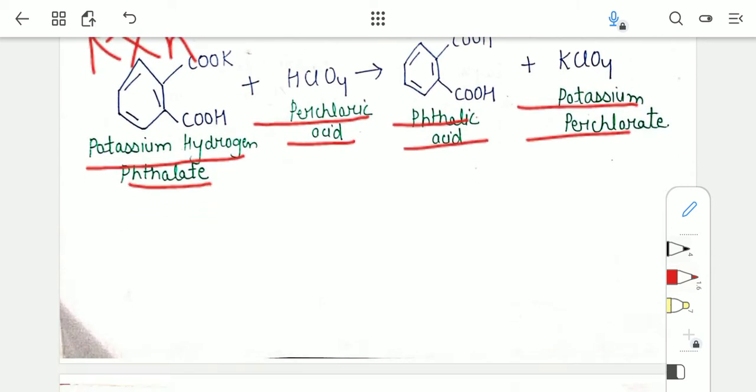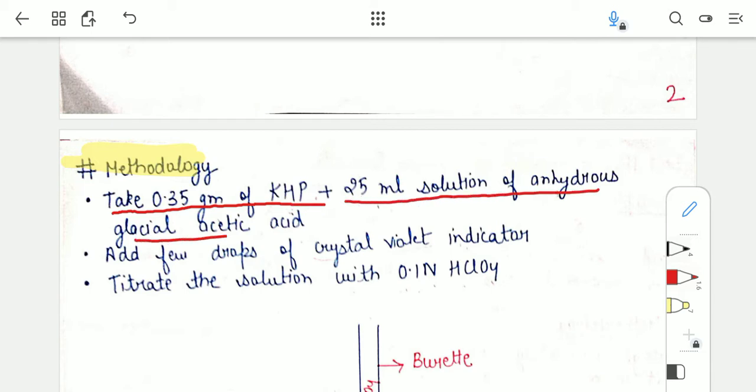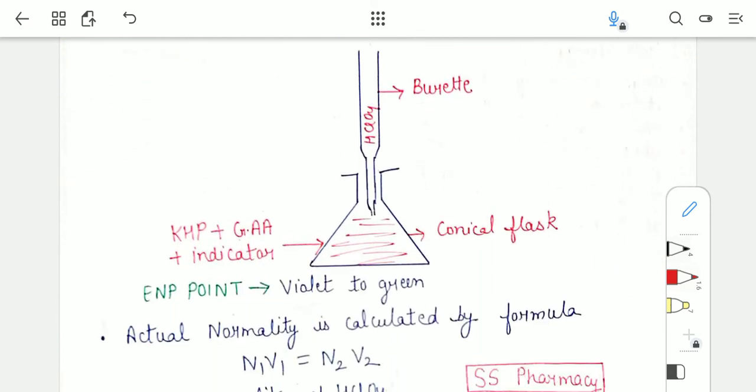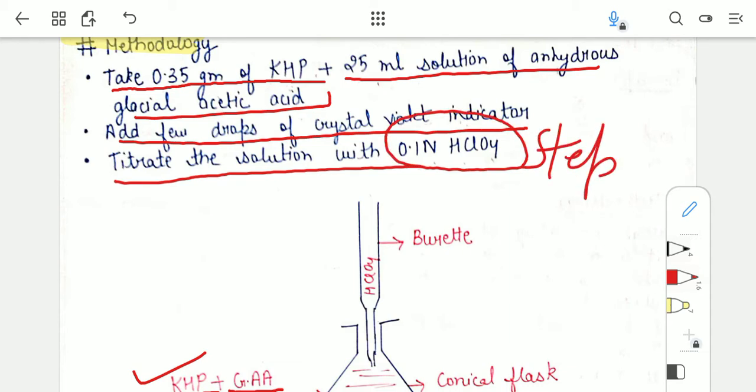Now let us see the methodology for this step. We will take 0.35 grams of KHP, which is potassium hydrogen phthalate, along with 25 ml of anhydrous glacial acetic acid, and then we will add a few drops of crystal violet indicator. We are taking a conical flask, in which we take the required amount of potassium hydrogen phthalate along with glacial acetic acid and our indicator. Then we will titrate this solution with the 0.1 normal perchloric acid which we prepared in step 1.